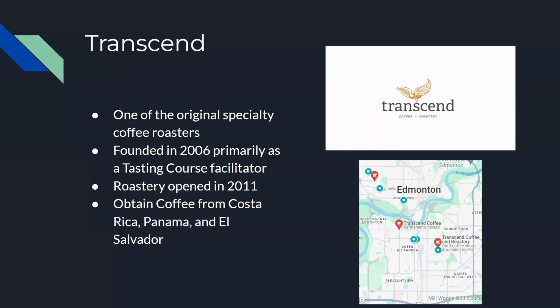And since then, they've expanded to 3 different locations, although one recently closed. I'm sure a lot of you have seen it on the corner of 109th. And they get their coffee from Costa Rica, Panama, and El Salvador. The owner would actually work directly with the farmers in those places since the beginning to try and make sure that the products that they get are both sustainable and high quality.